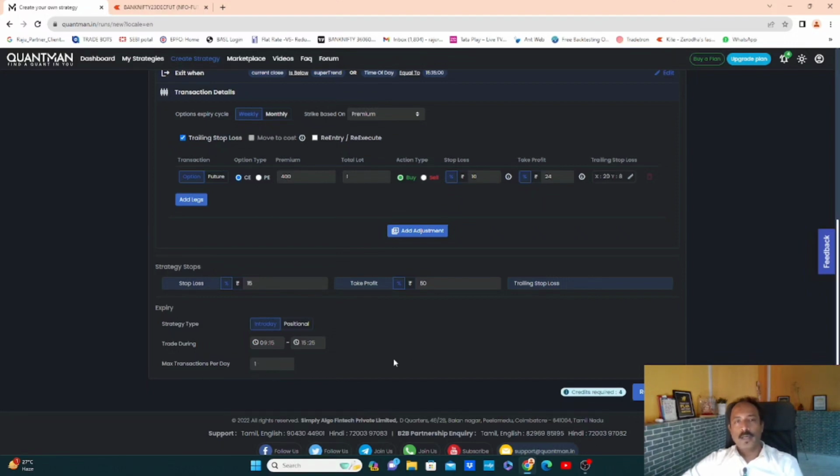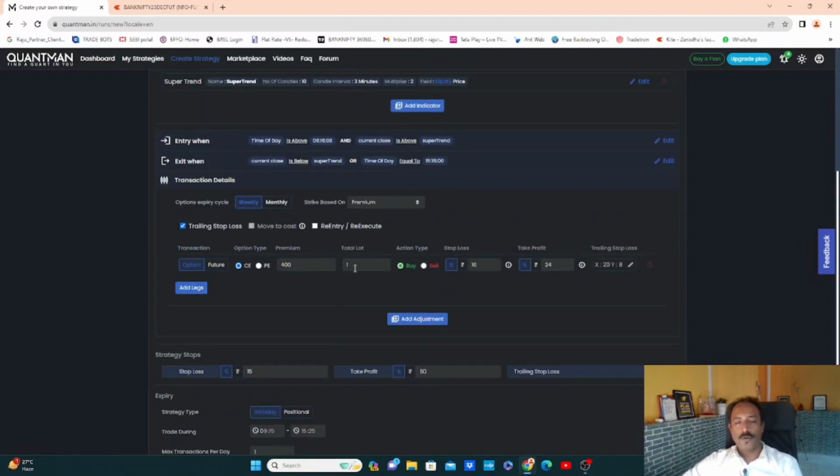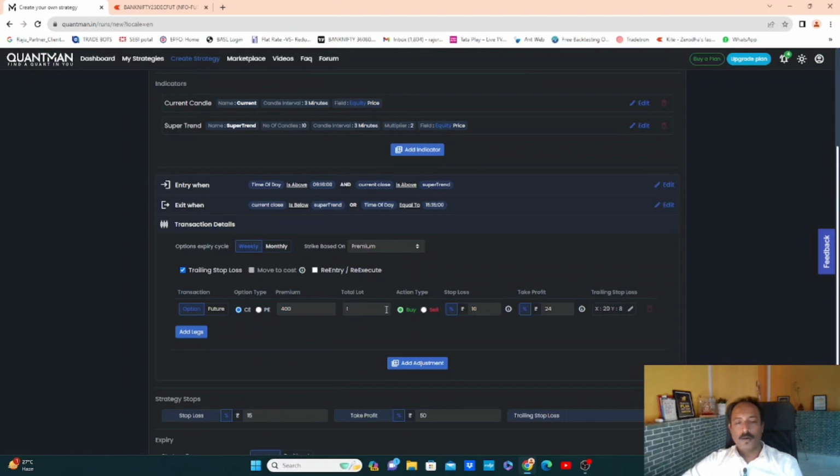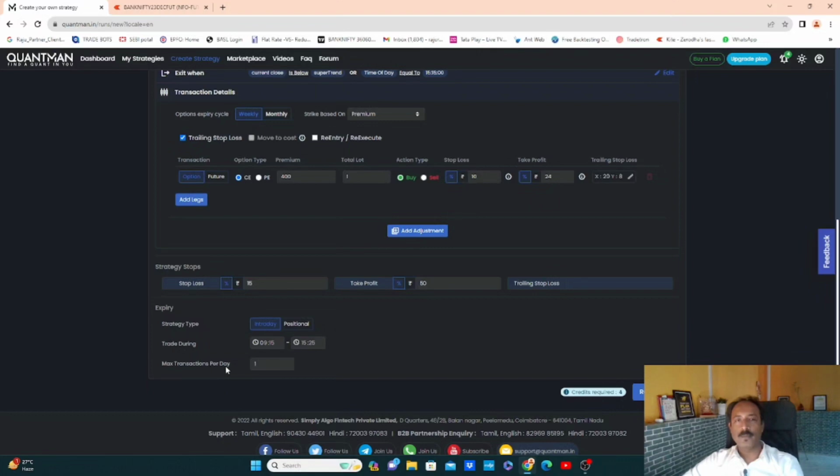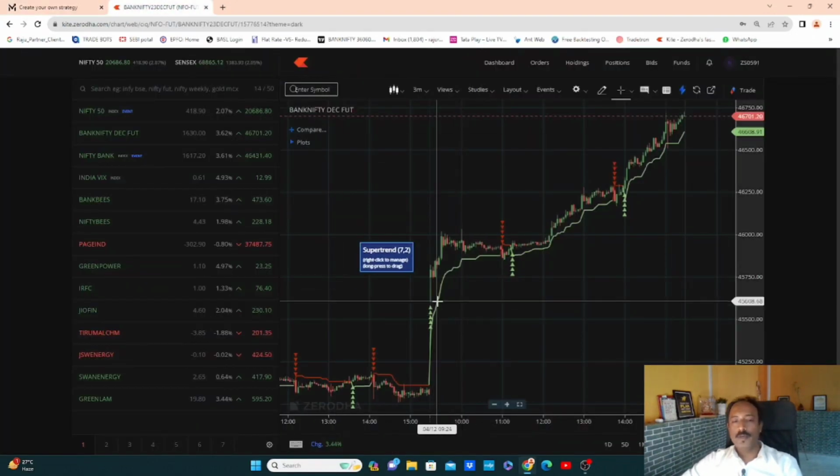One more important thing: we have told the system to buy one lot of call option, right, when the current candle is above the super trend, and exit otherwise. The system will attempt only once if you give maximum transactions per day as one. So you have to define to the system how many attempts it has to make. If you give only one, it will attempt here and it will exit. And this rally you may miss.